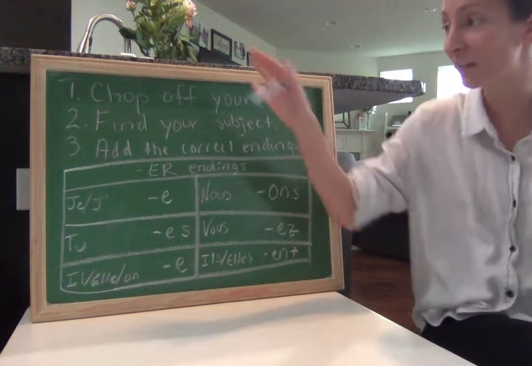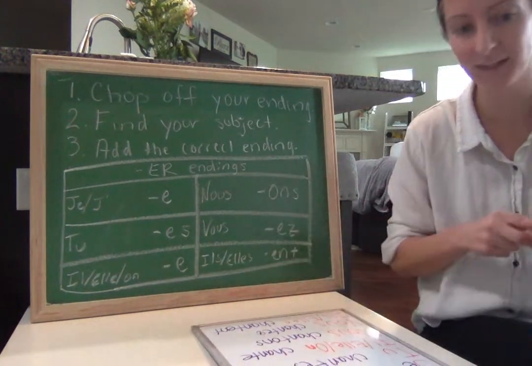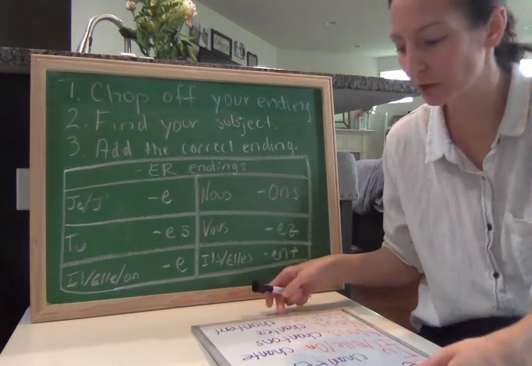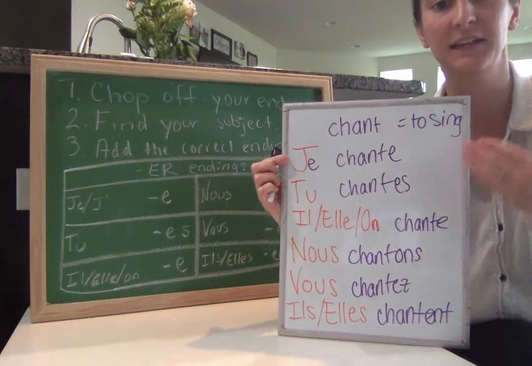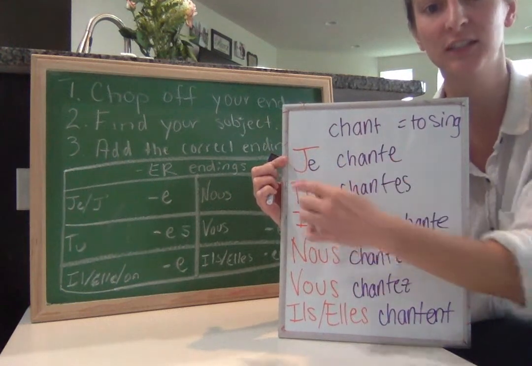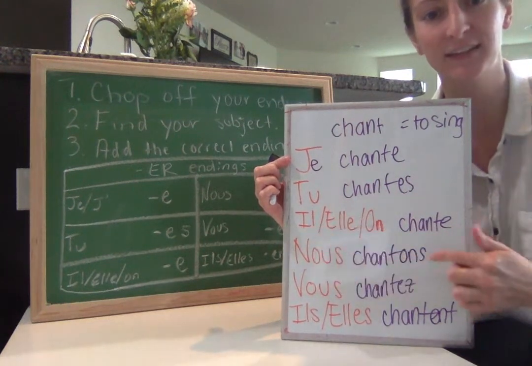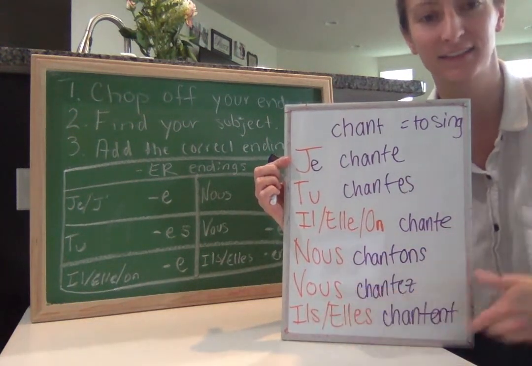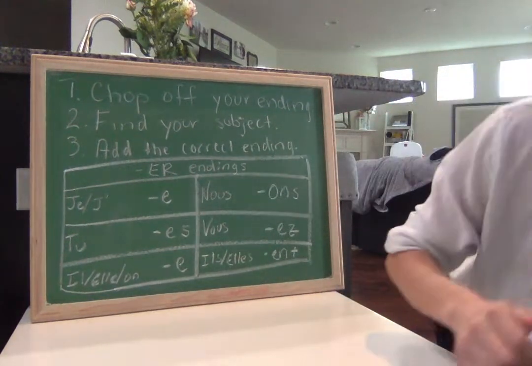So make sure you follow these steps when you're doing the exercises, okay? And just think through what they mean as well. So if chanter means to sing, and I break it down and conjugate it, this will mean I sing, you sing, he, she, one sings, we sing, you all sing, they sing. Okay? All right, moving on.